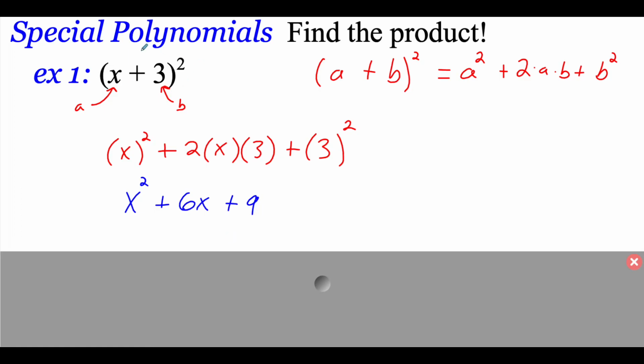So if we were to go through and actually FOIL all this one out, or use our box method, the answer we would get is x squared plus 6x plus 9. But again, this is just a shortcut that we can use so that we don't have to take all those steps for FOILing or for drawing out our boxes and doing that box method.